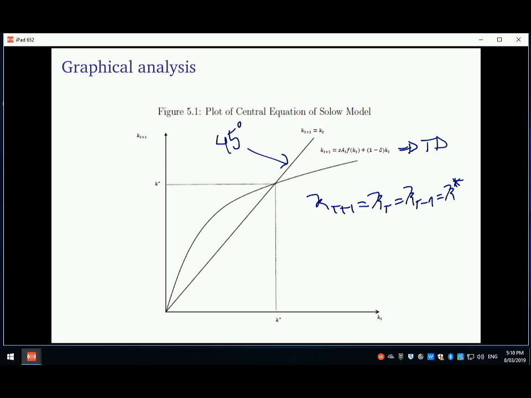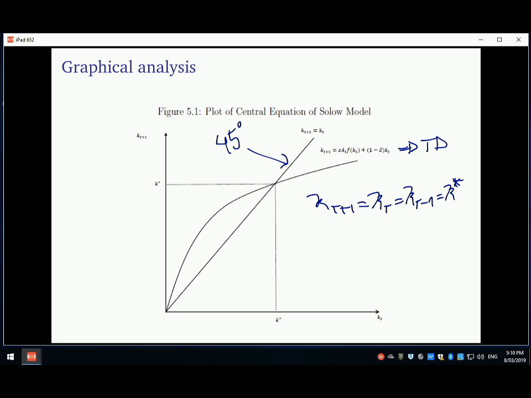Okay? That intersection implies, as you can see out there, that kt and kt plus 1 are just equal. And that is equal to little k star. That is a long-run equilibrium. Once the economy arrives there, it stays there. That's the stability I was talking about from the Solow growth model. Okay?